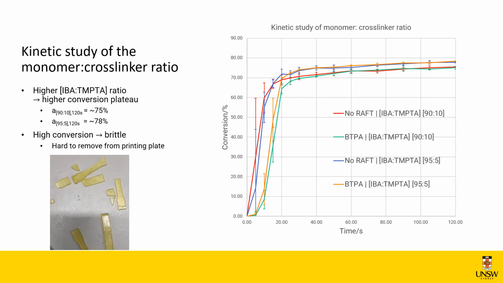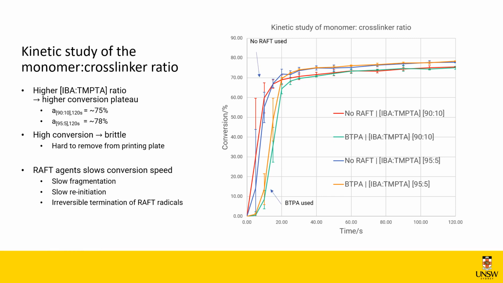However, the higher conversion led to a more brittle sample, making it hard to remove from the printer head without breaking. A 90 to 10 IBA to TMP-TA ratio was chosen as it allowed for the removal of the printed objects without breaking. Moreover, the addition of BTPA can be seen to slow down the polymerization reaction.